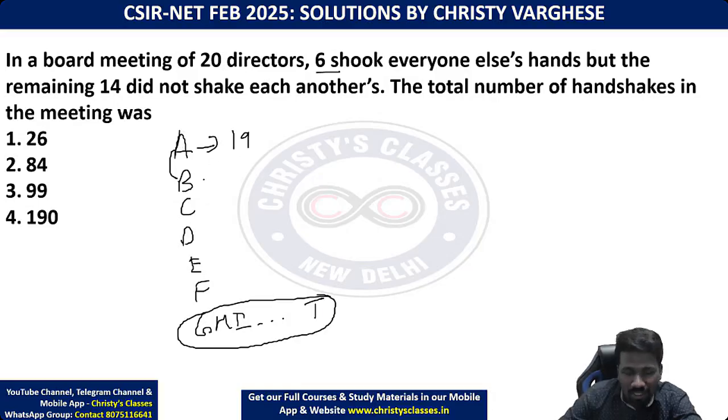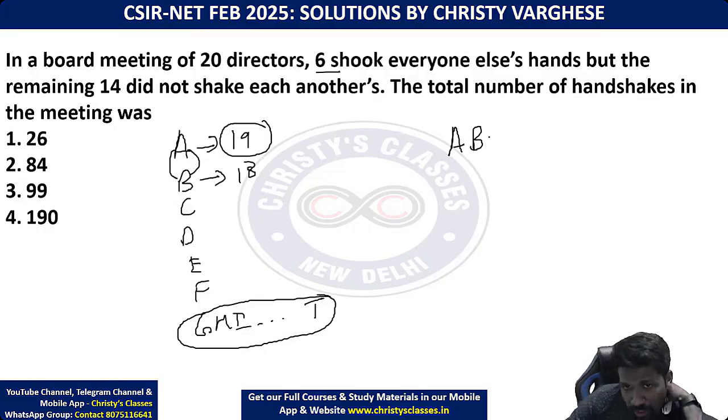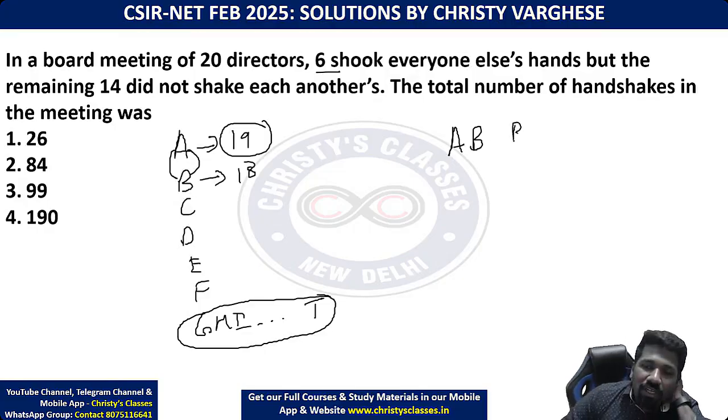So 19 handshakes. What about B? B should have 19 handshakes? No, 18 handshakes only, because A to B handshake is already counted here. Order matters or not matters, that is very important in permutation combination unit. A to B handshake, B to A handshake are the same. So order does not matter.